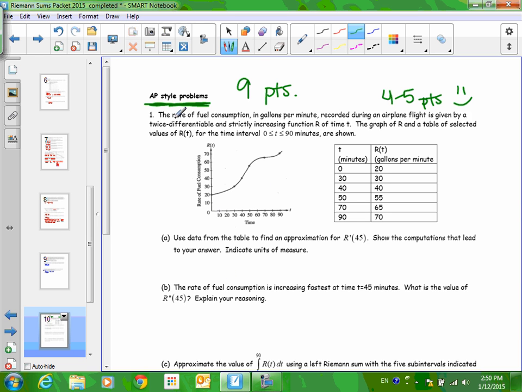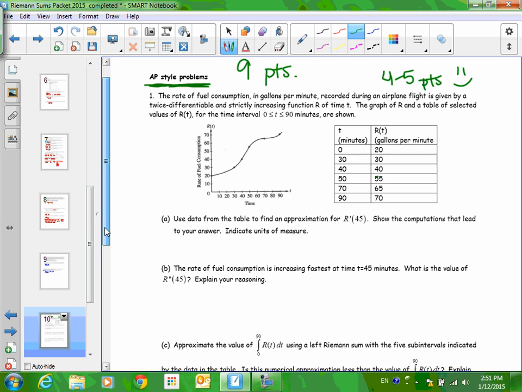So in this problem, the context is very similar to the ones that we had done before. The rate of fuel consumption in gallons per minute recorded during an airplane flight is given by a twice differentiable and strictly increasing function r of time t, and we can see that here. The graph of r and a table of selected values over the time interval 0 to 90 minutes are shown. So they give you both. It is possible that you may only be given the table, in which case you could make a graph if you wanted to, for your use. I'm going to use both of these since we're given them.